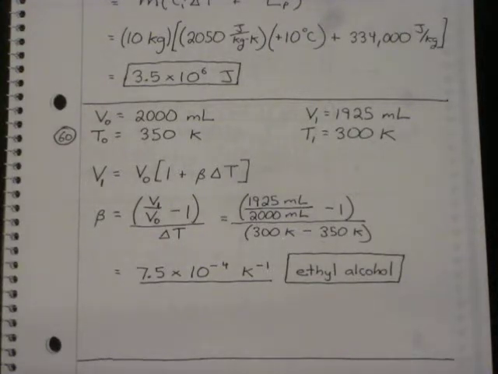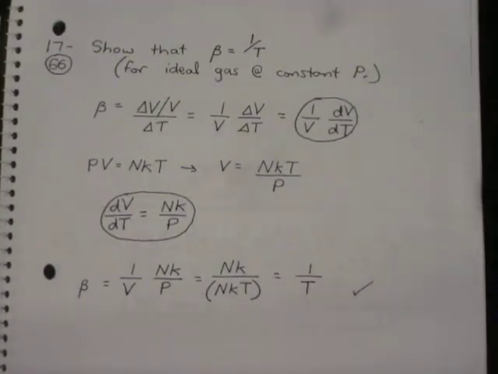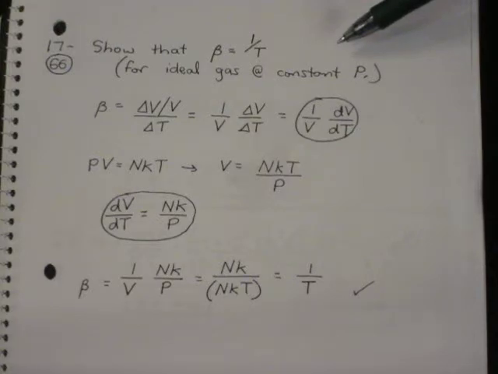All right. Next is number 66. Number 66 says, show that the coefficient of volume expansion of an ideal gas at constant pressure is the reciprocal of its Kelvin temperature. Okay? Show that beta equals 1 over T for an ideal gas at constant P. All right, so we're going to plug in.